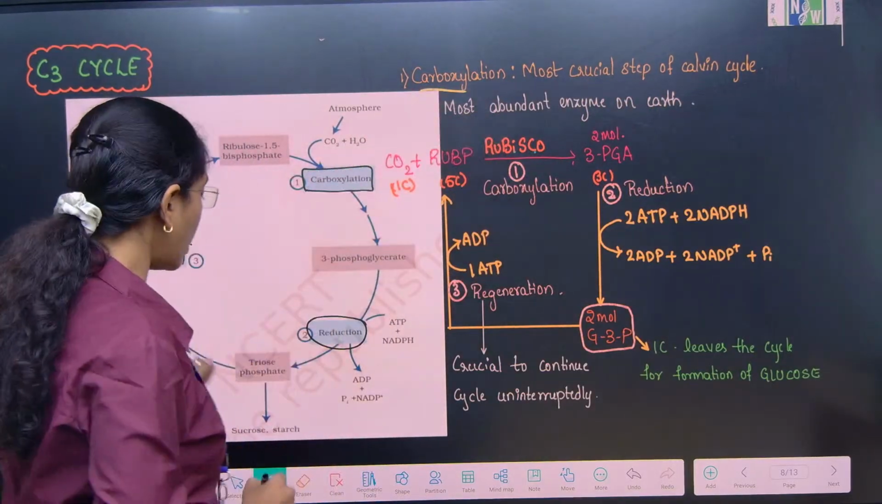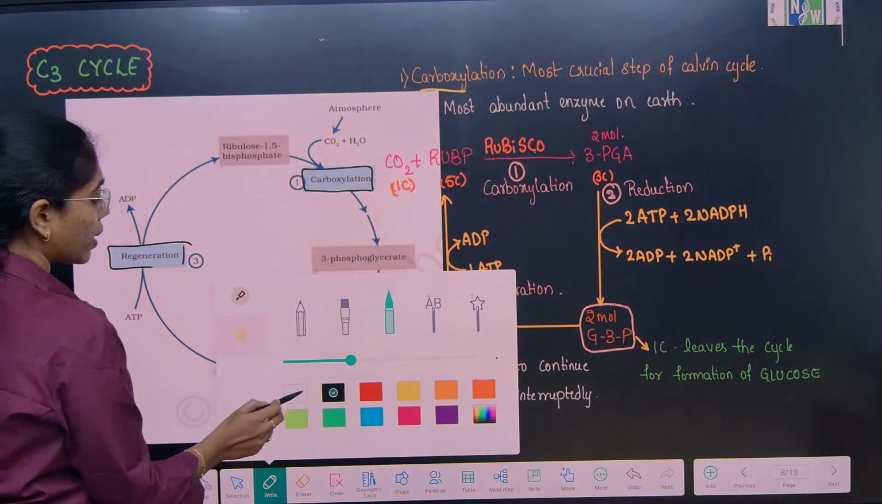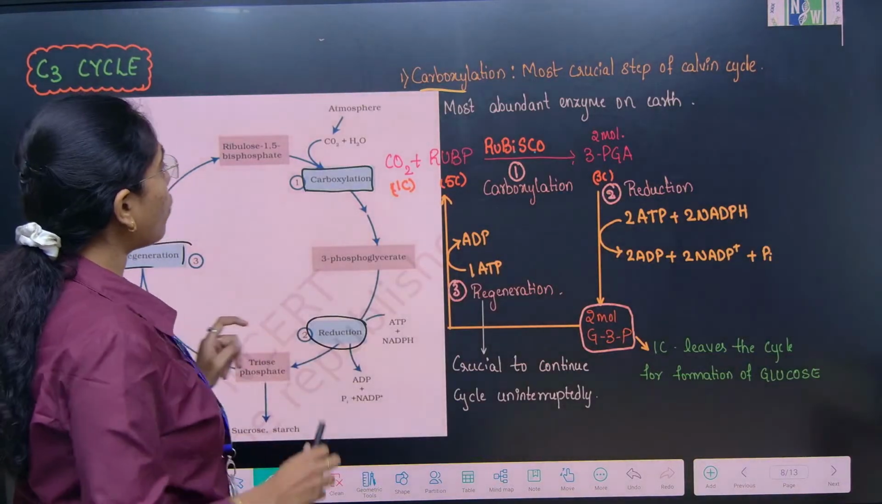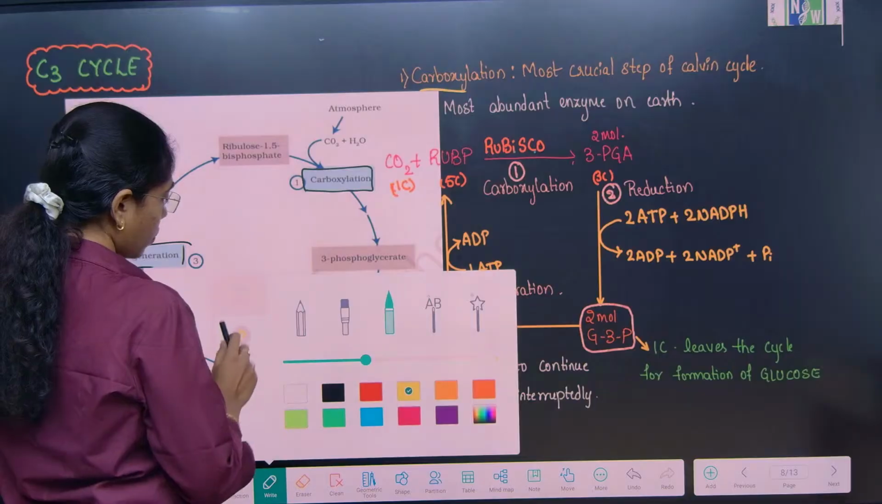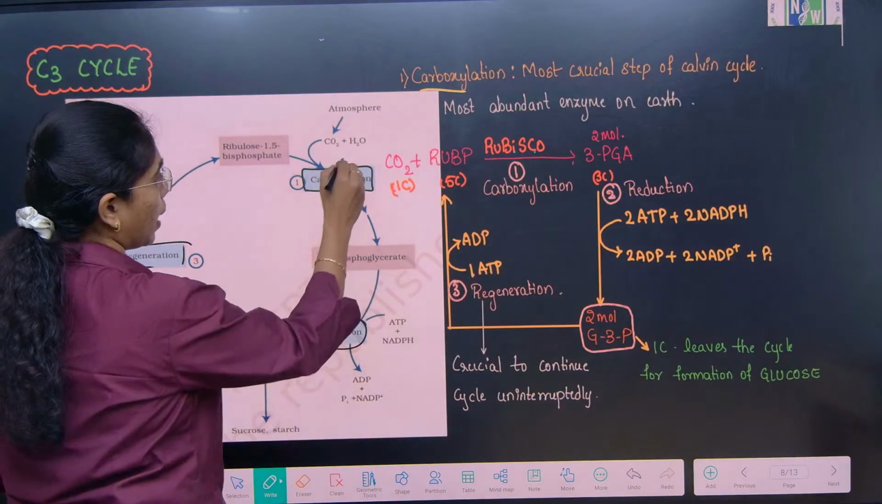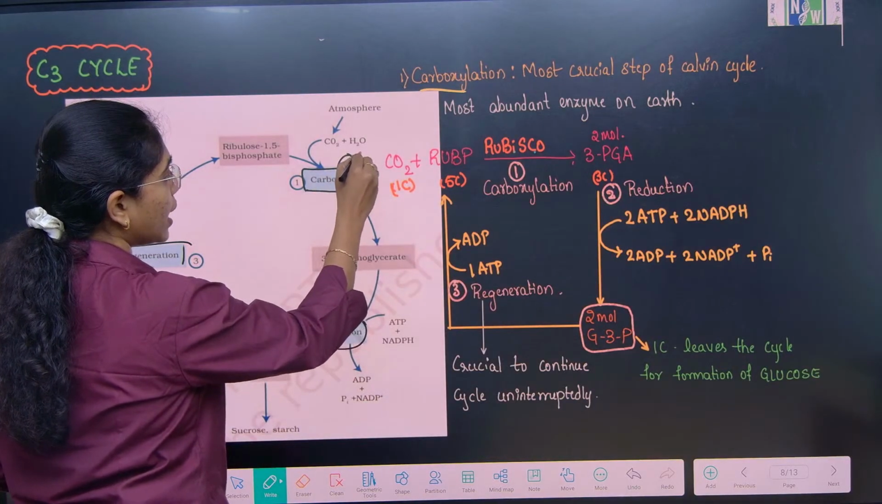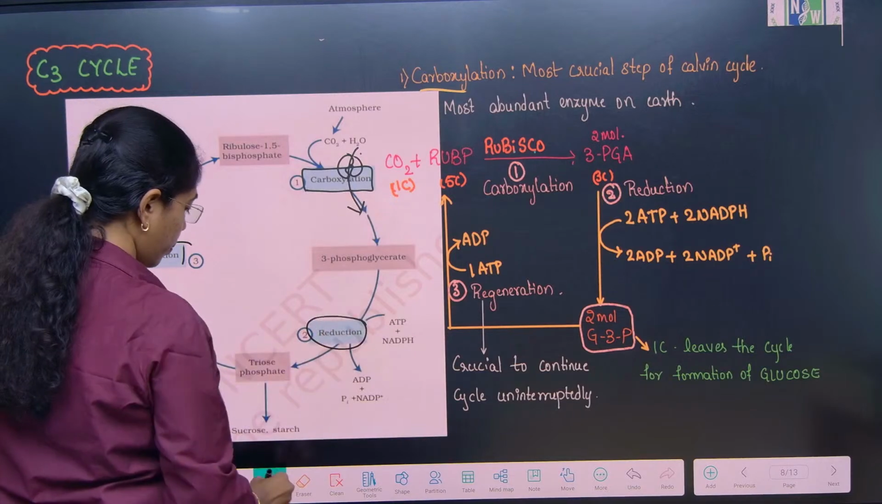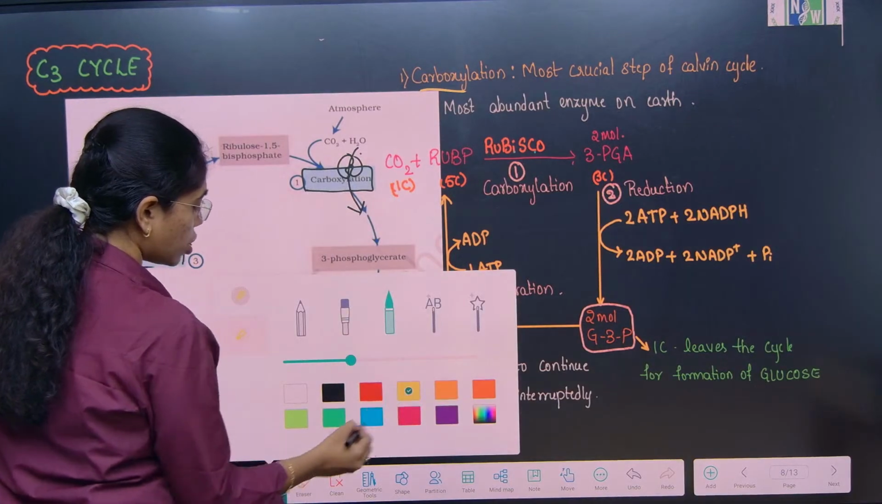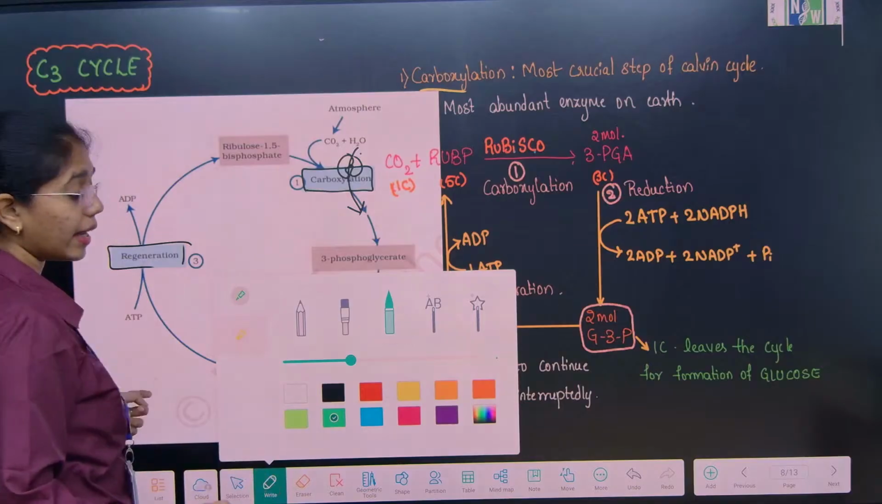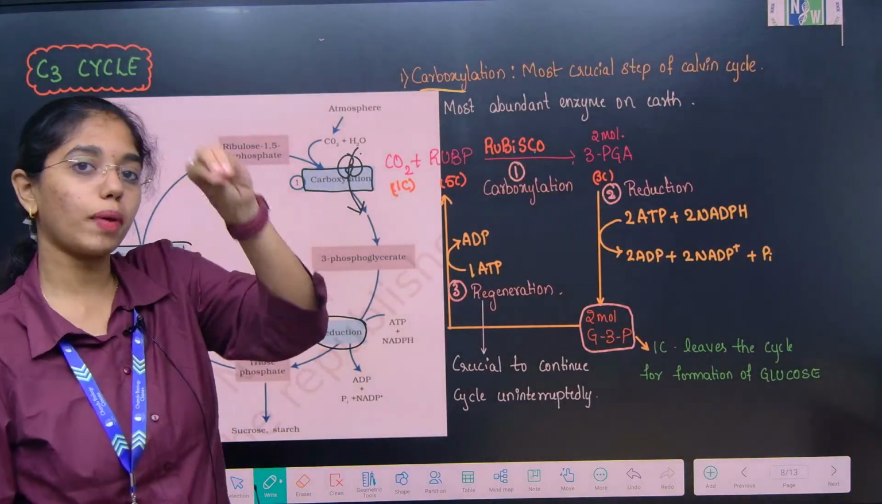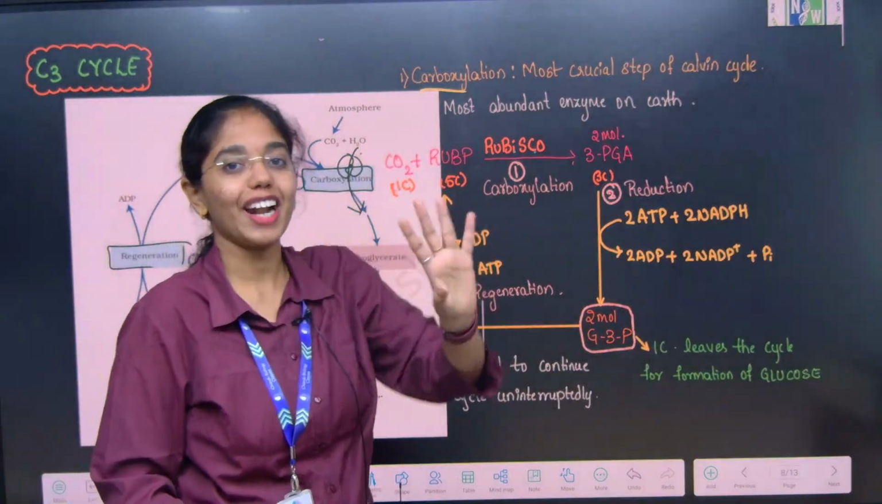Carboxylation is known as what? Most crucial step of Calvin cycle. Via stomata, listen, via stomata, the carbon dioxide is accepted into the plant. It enters into the mesophyll cell and then enters into the chloroplast. In chloroplast stroma, carbon dioxide is landed.